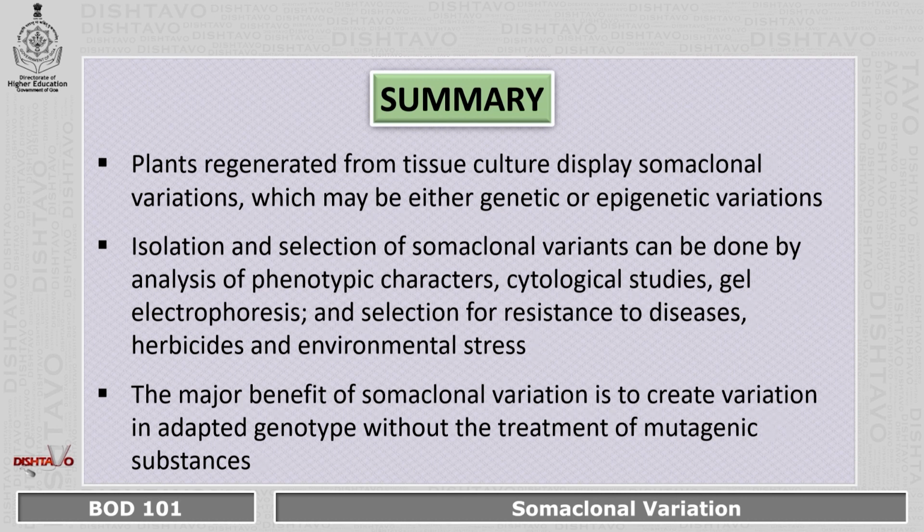So to summarize, plants regenerated from tissue culture display somaclonal variations, which may be either genetic or epigenetic variations. Isolation and selection of somaclonal variants can be done by analysis of phenotypic characters, cytological studies, gel electrophoresis, and selection for resistance to diseases, herbicides, and environmental stress. The major benefit of somaclonal variation is to create variation in adapted genotype without the treatment of mutagenic substances.